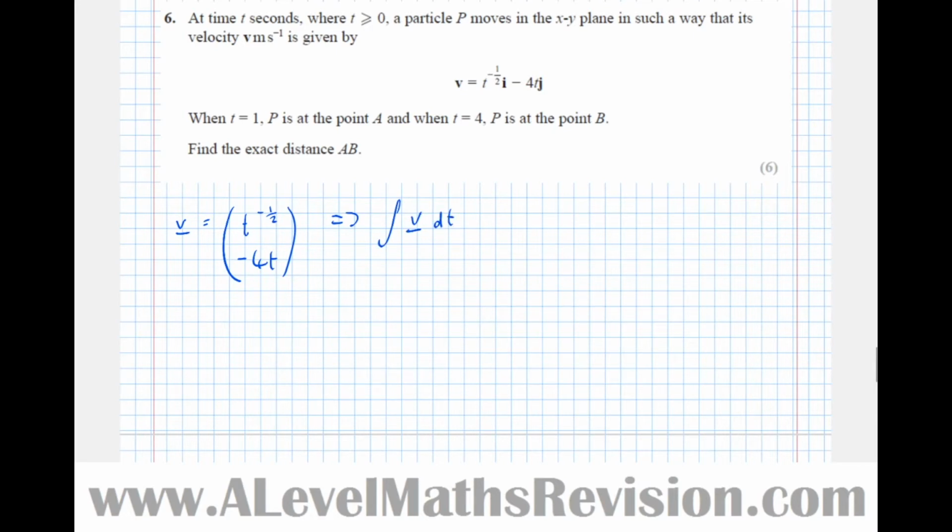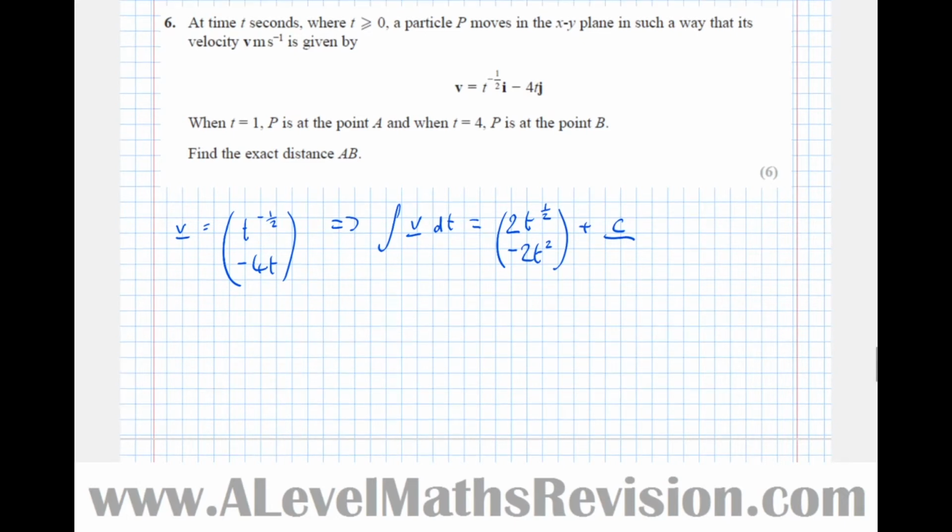of velocity. So integrating velocity, we add 1 to the power, t to the power of 1/2, divided by 1/2, which is the same as timesing by 2. And then minus 4t integrated becomes minus 4t squared over 2, or minus 2t squared, plus a vector constant. And we now need to find out what that constant is.